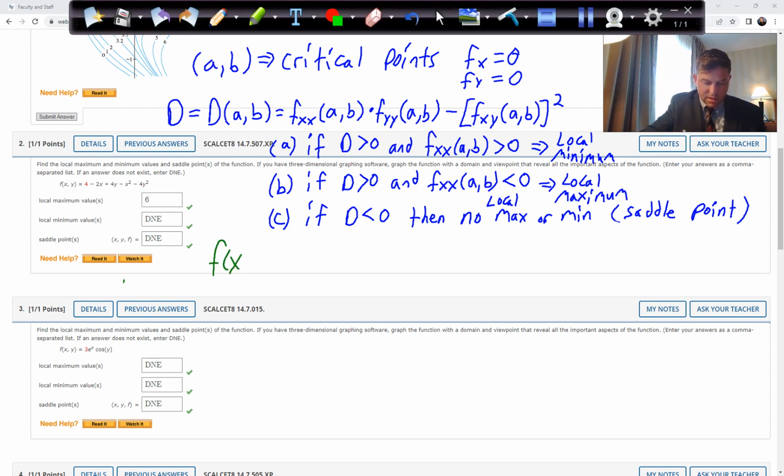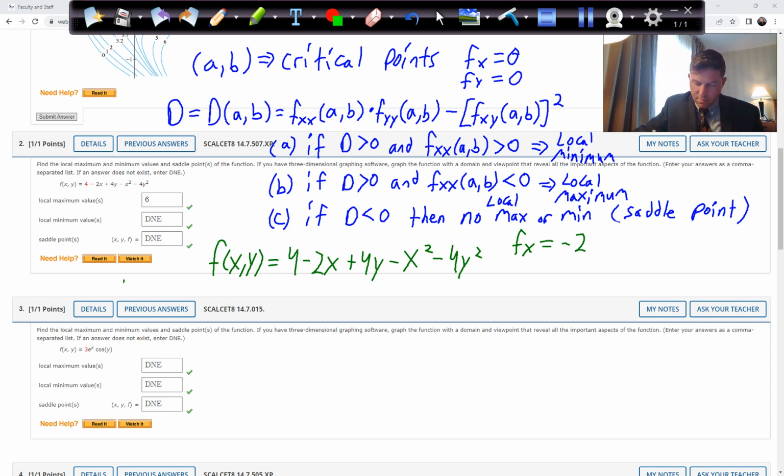The function is 4 minus 2x plus 4y minus x squared minus 4y squared. And first we're going to find fx, which should be negative 2 minus 2x, and that's it. And we can set this one equal to 0, and we can solve this one directly. X should equal negative 1. So move the 2 over, it becomes positive, divide by negative 2. We should get x is negative 1. That's one of the critical values.